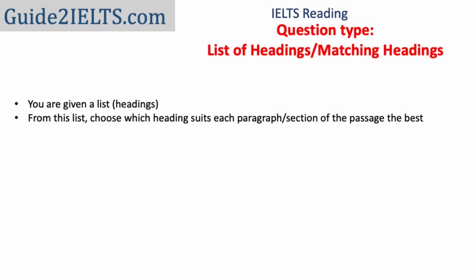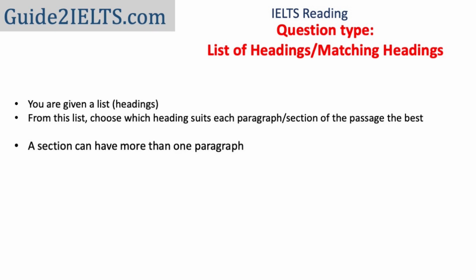List of headings or matching headings is one of the most dreaded question types. The reason for that is that you need to understand the gist or the main point of every paragraph to be able to identify which heading would be correct for it, which means it involves reading more content than you would for most other question types.